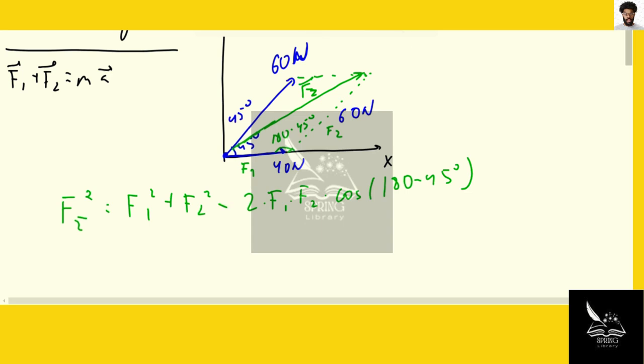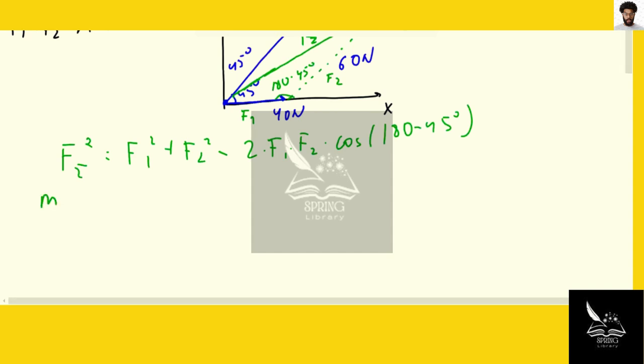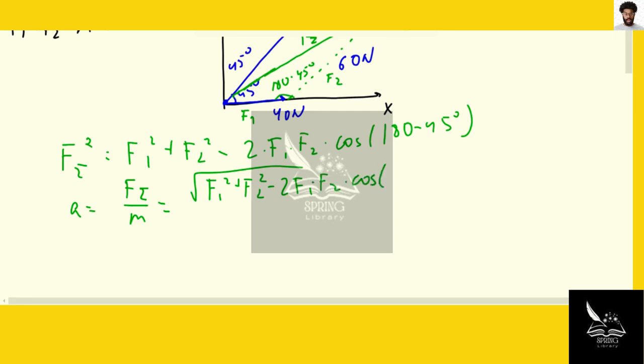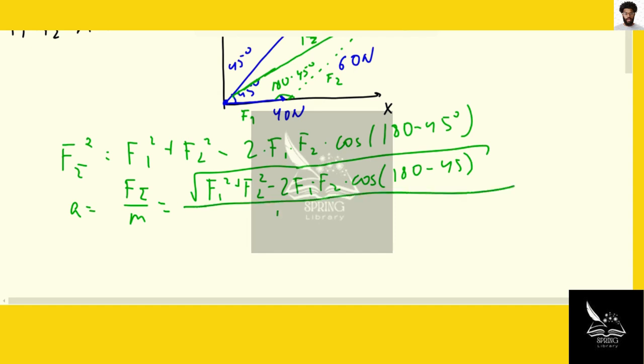So therefore the acceleration of the object can be calculated as the total force divided by the mass, which is the square root of F1 squared plus F2 squared minus 2 multiplied by F1 multiplied by F2 multiplied by the cosine of 180 minus 45, which is 135, divided by mass. So now let's complete this calculation.